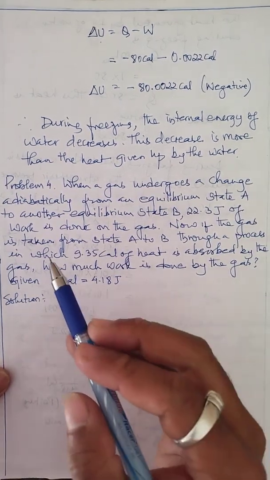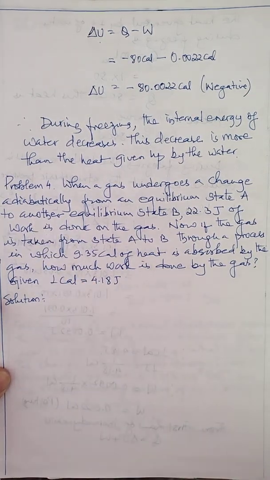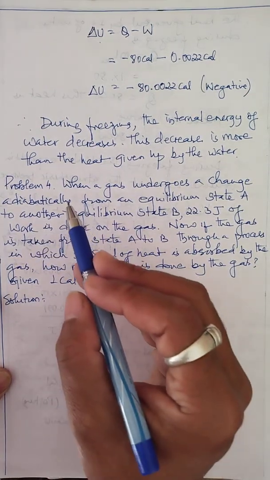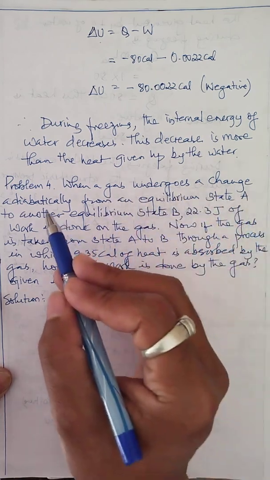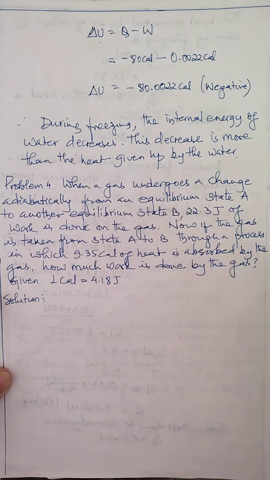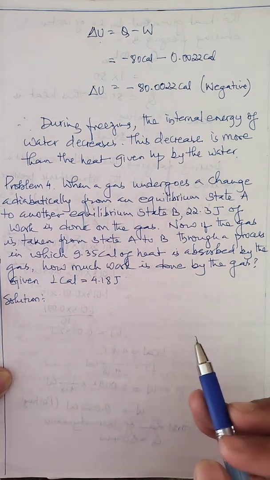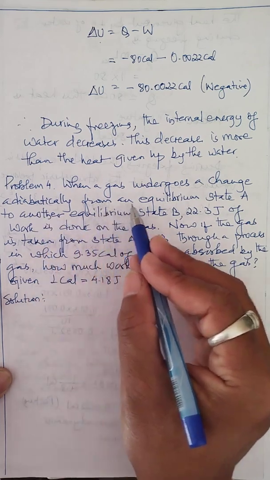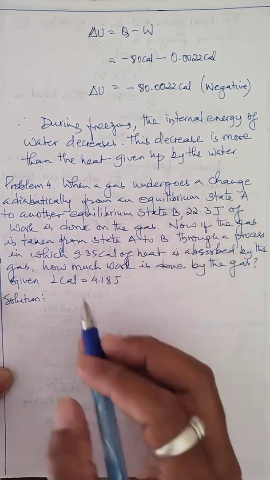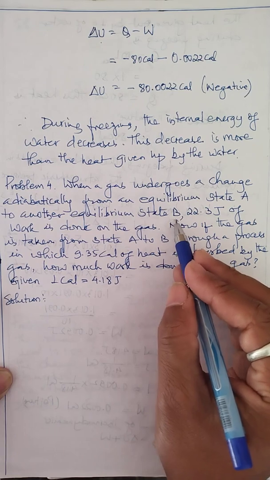Alright children, now we move to the next problem. As I said, that is problem number 4. And problem number 4 says that when a gas as a system undergoes a change adiabatically. Now, you know there are a number of processes in which the first law of thermodynamics is based. One of the processes you have learned is called the adiabatic process. And in an adiabatic process, there is no exchange of heat between the system and the surrounding.